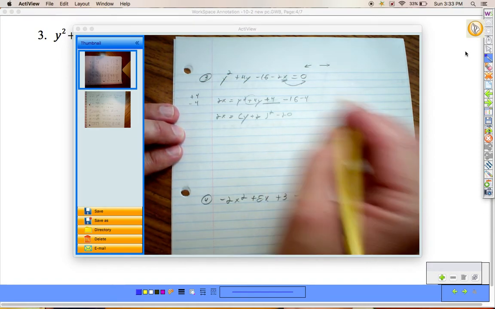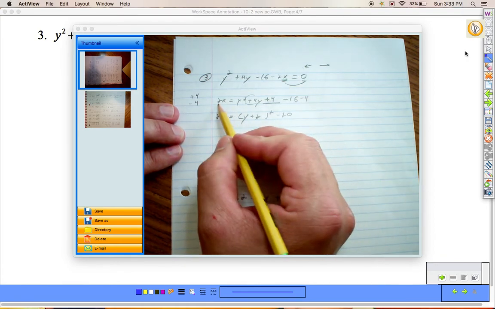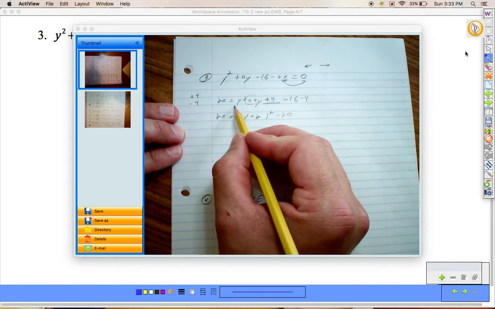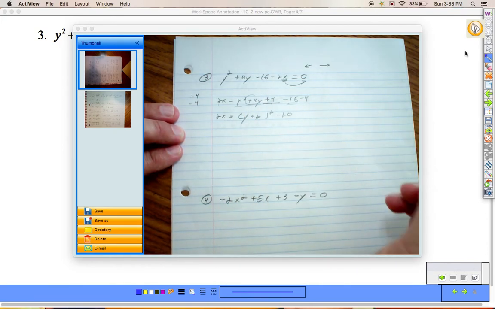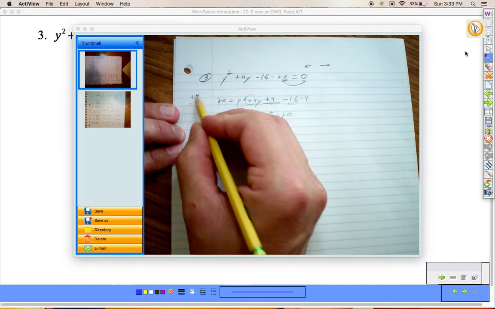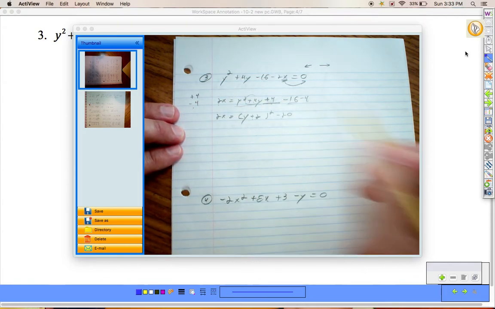All right, so I solve by moving the 2x. I wrote it the other direction just to make it look better for me. I wrote my y terms, I left a space, wrote my constant. I did half my middle. I squared it to both sides, and I brought it back by doing the opposite, and I get this.